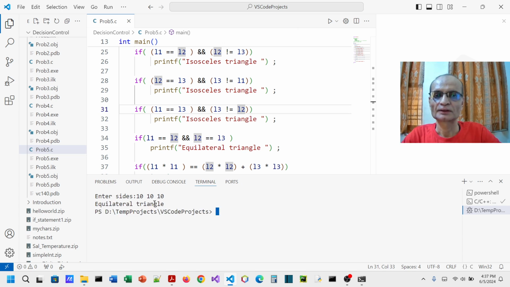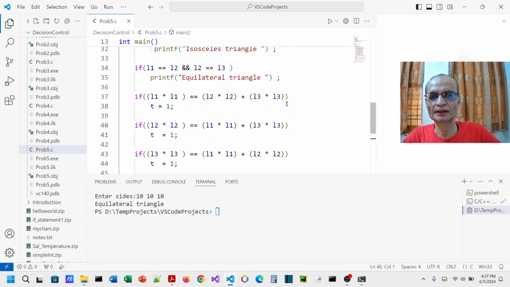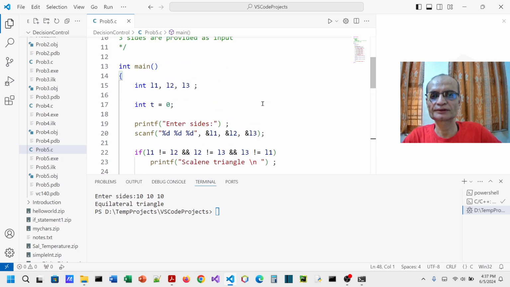So that's the way typically you handle the problem. It is a little complicated problem, especially when we wanted to check whether it is a right angled triangle. We handled it properly and we could solve this question.